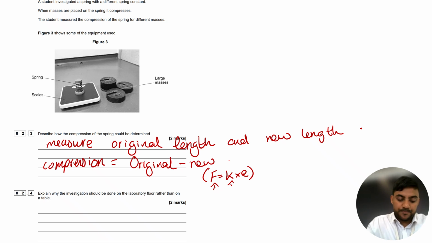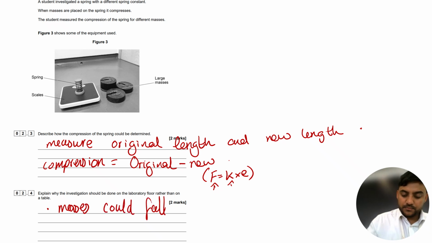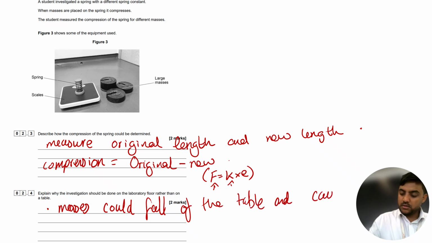Explain why the investigation should be done on a laboratory floor rather than on a table. Those look like very heavy masses because masses could fall off the table and cause injury. That's it. That's the only reason.